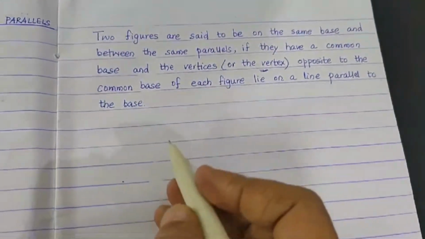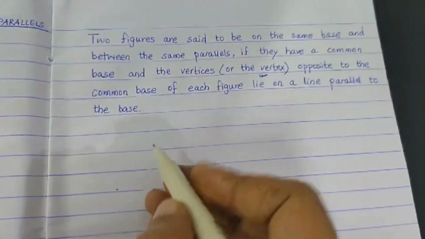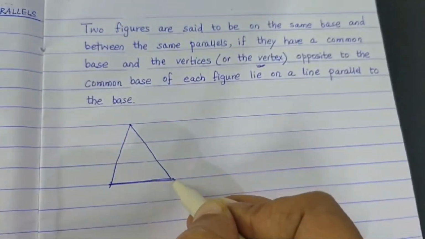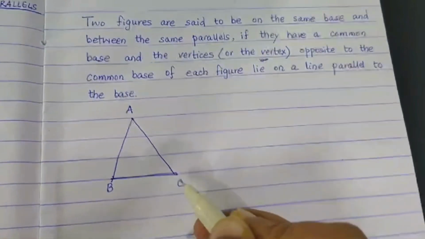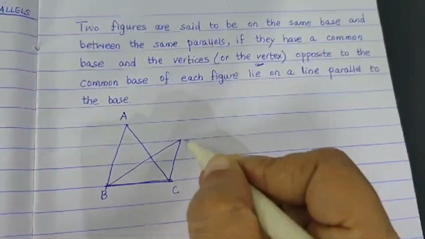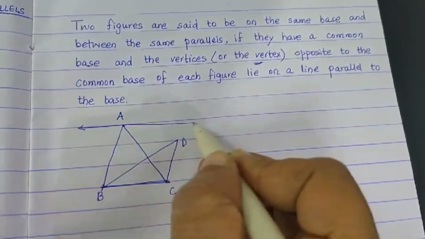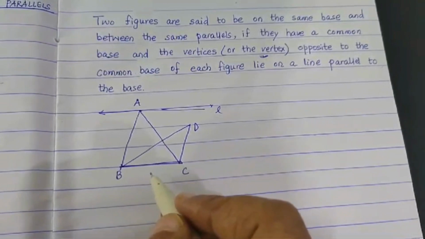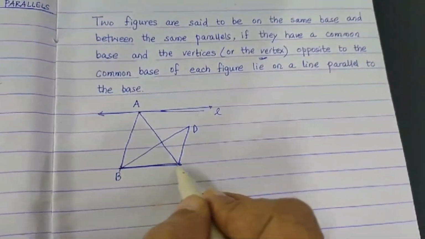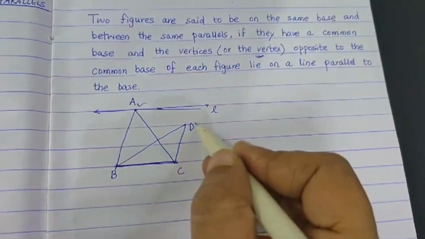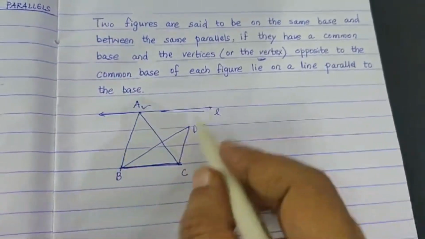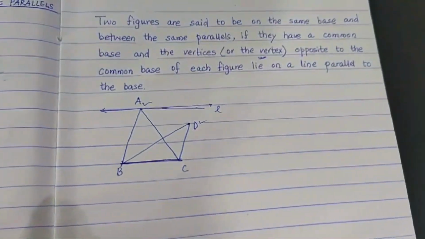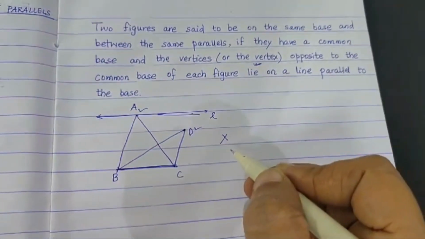Now let's understand some more figures to understand it clearly. Let us suppose this is a base, and this is a triangle ABC. This is one more triangle DBC, and this is the line. Let us suppose this is a line L. Can we say that these two triangles lie on the same base and between the same parallels? No, we cannot say, because the base is the same, alright, but vertex A and vertex D don't lie between the same parallels. This is one line L and this is BC, so it is lying somewhere different than this line. So this is not lying on the same base and between the same parallels.